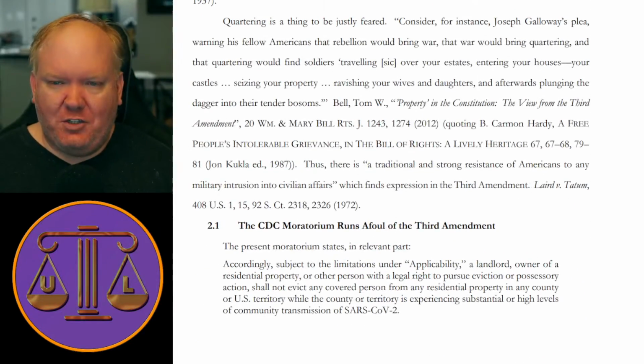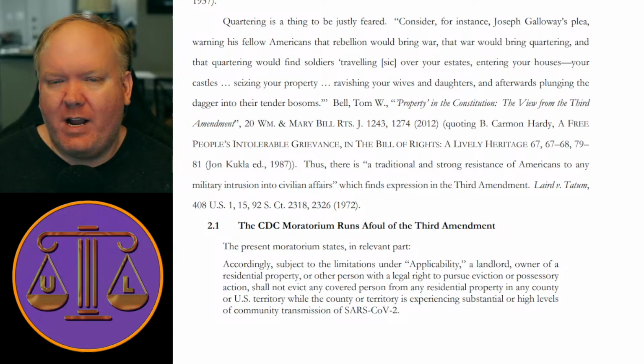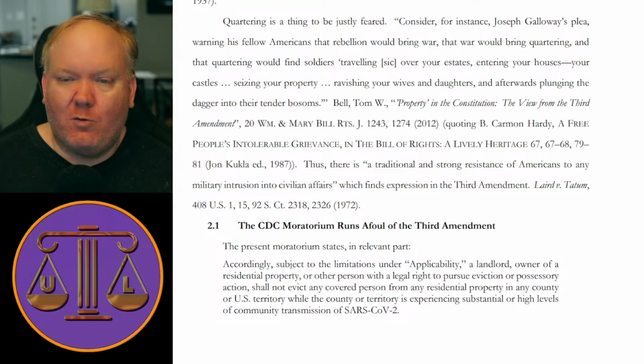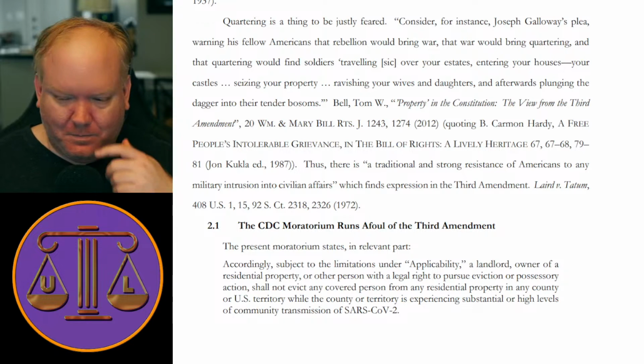Quartering is a thing to be justly feared. Consider, for example, Joseph Galloway's plea, warning fellow Americans that rebellion would bring war. War would bring quartering, and quartering would find soldiers traveling over estates, entering your houses, your castles, seizing your property, ravishing your wives and daughters, and afterwards plunging the dagger into their tender bosoms. Ouch.